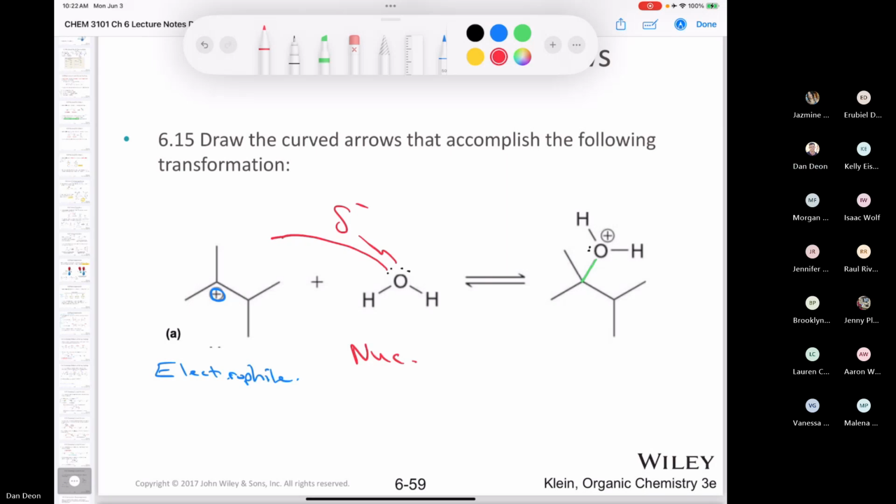Exactly. It's going to end up on the carbocation, just like that. There you go. So how would you describe this curved arrow? There's only one. Which one of those patterns is being described? Thank you, Jenny. Exactly. This would be a nucleophilic attack. There you go. All right.